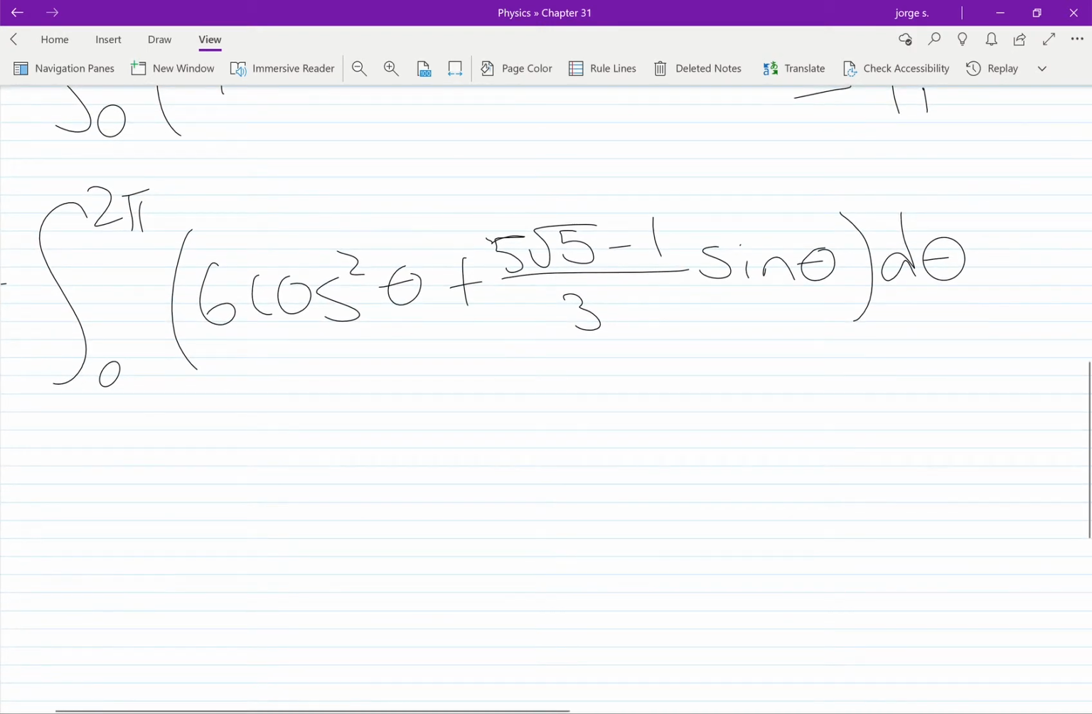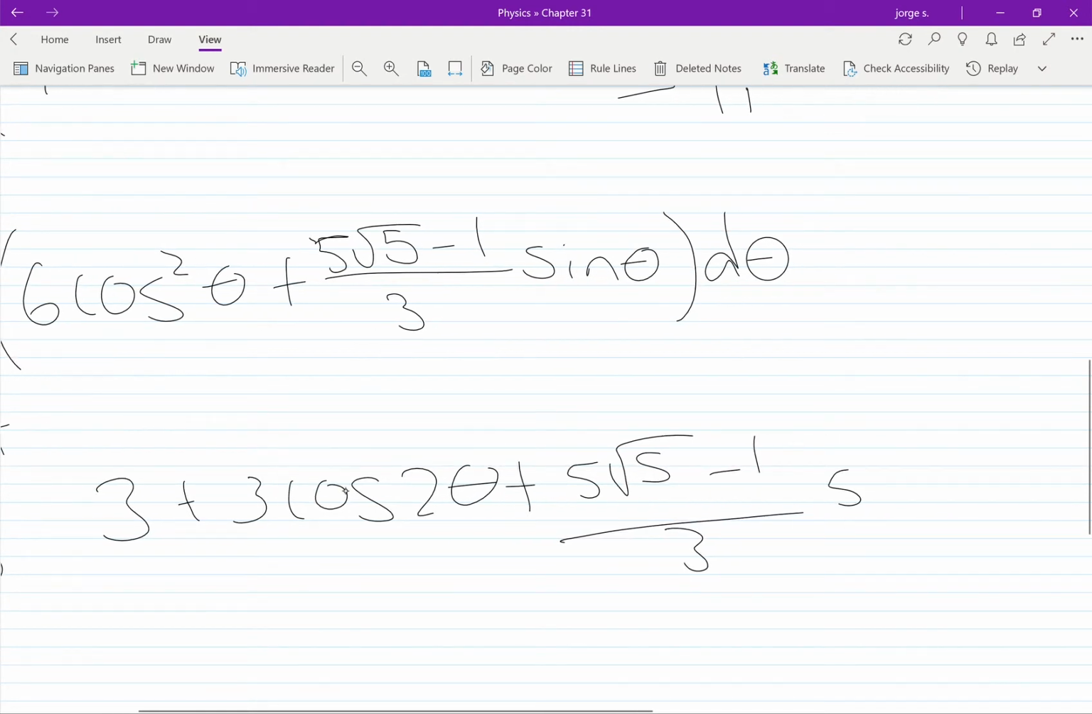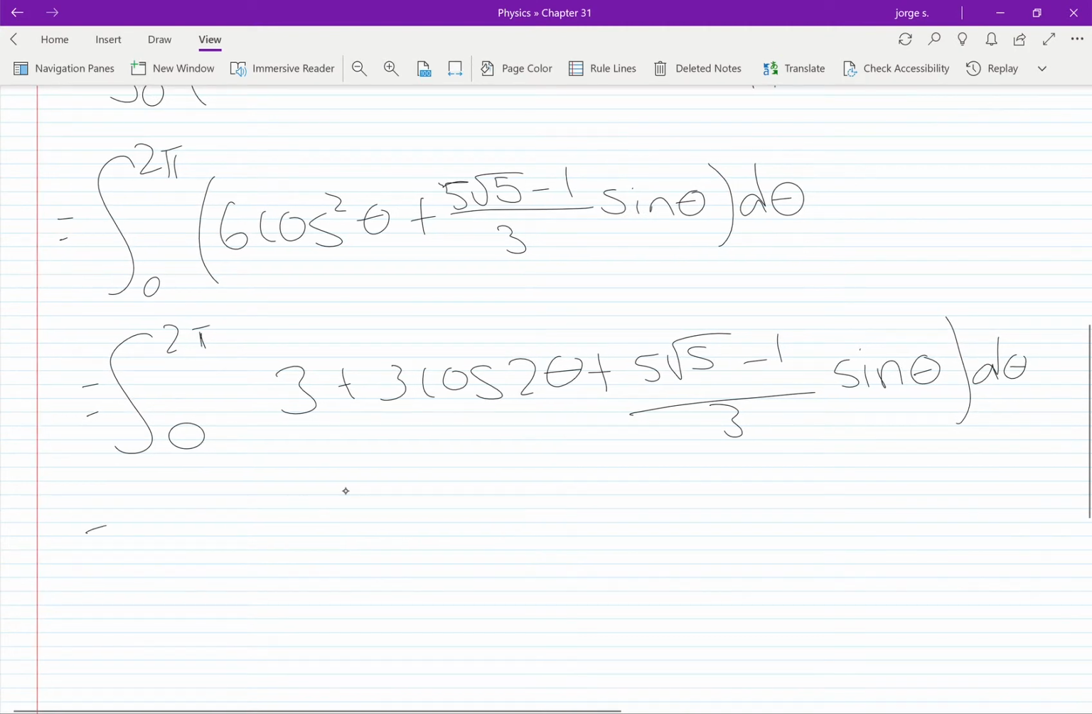And finally, we can go one more step to simplifying this, making this 3 plus 3 cosine 2 theta plus the 5 that you had, rad 5, 3 minus 1 sine theta d theta. We're almost done. We'll integrate one more time with respect to theta. So this 3 just gets the theta.